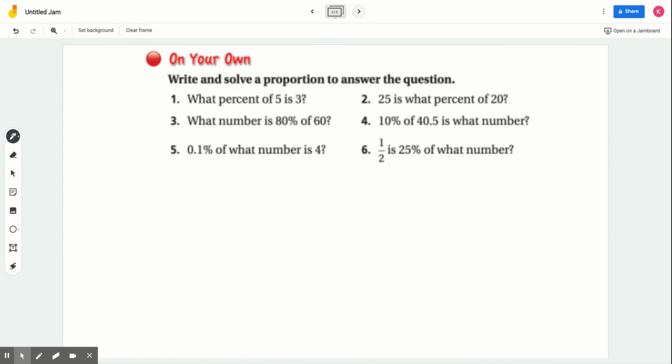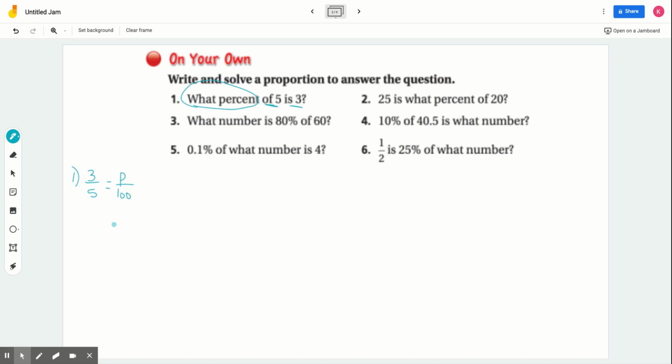Write and solve a proportion to answer the question. So what percent of 5 is 3? For number 1, what percent is what we're looking for. Of is the whole, 5, and is 3. So 3 is the part, equal to what percent? We don't know, out of 100.